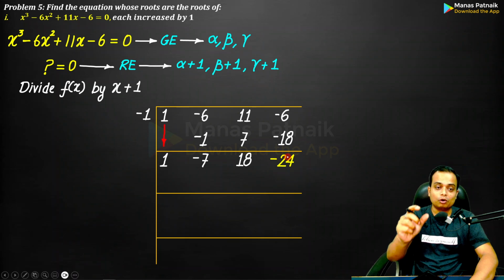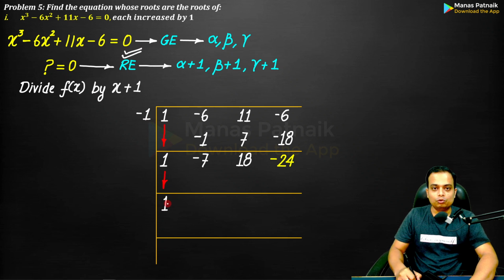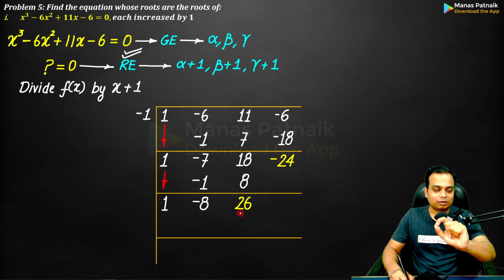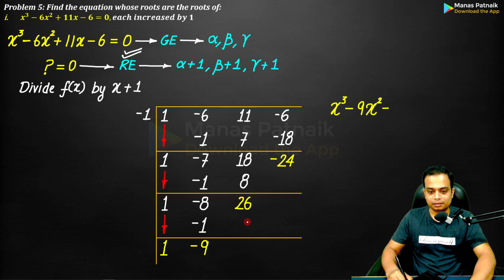This is going to be a part of your required equation. Now copy, paste. Done, sir. -1 into 1, -1, -7, -8 into -1 plus 8. That means this is going to be 26. The terms which are written in yellow will frame your new equation or the required equation. Keep watching. Copy, paste. -1 into 1, -1, -8, -9, -1 plus 9. You don't have to go further.